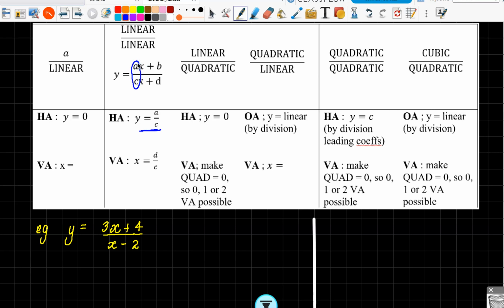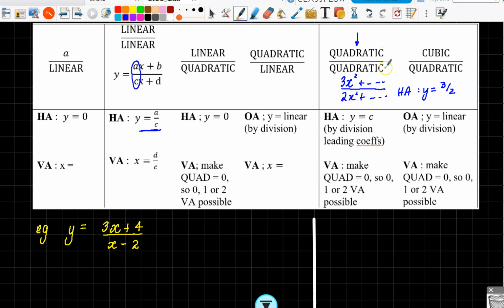Now that is also the case when we have a quad on a quad, right? So if I have y equals 3x squared plus and so on, all over 2x squared plus and so on, my horizontal asymptote for that would actually be y equals 3 on 2. So linear and quads are sort of connected.